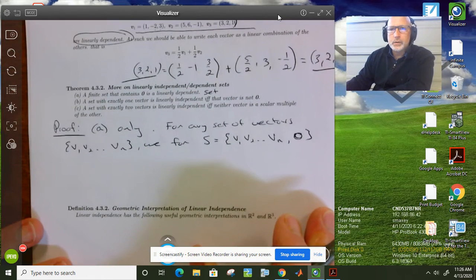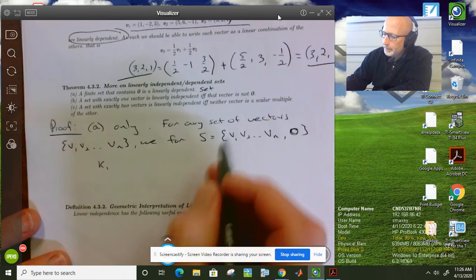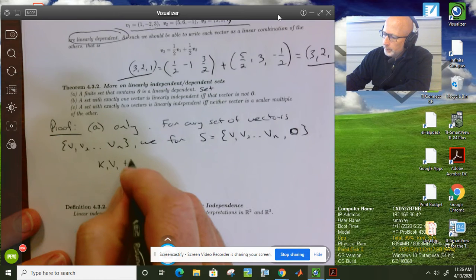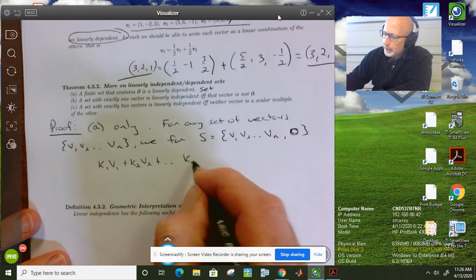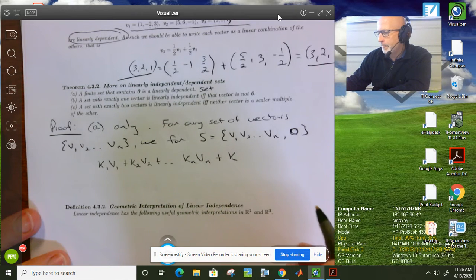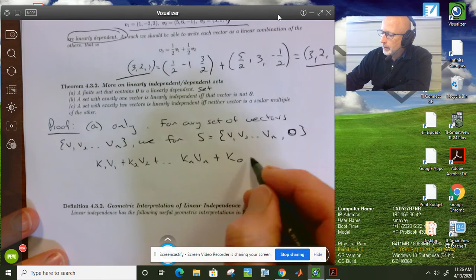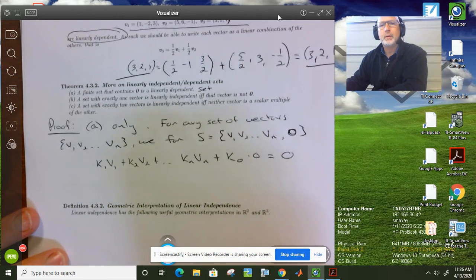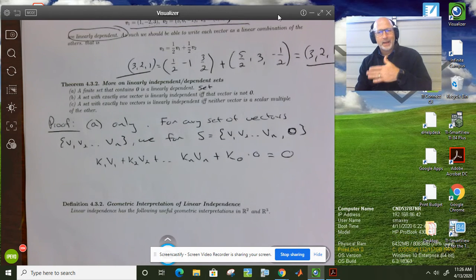So what I want to do is test the linear independence of it. I'm going to rewrite it as k1 times v1 plus k2 times v2 plus all the way up to kn vn plus k0 times 0, and I want to make that equal 0. So all I need to do is find a set of scalars, k0 through kn, that when I plug them in, will make this equal to 0.